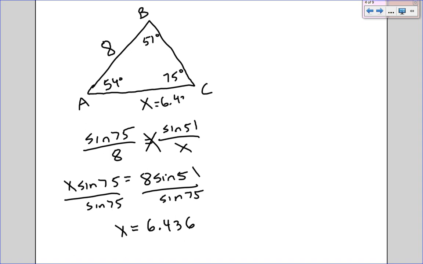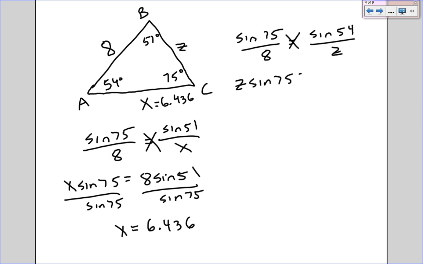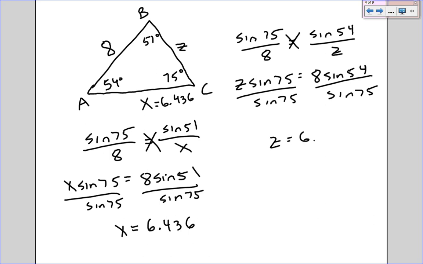Now, we could also solve for this missing side if we wanted to as well. And for more practice, that'd be sine 75 over 8 equals sine 54 over z. Cross multiply. z sine 75 equals 8 sine 54. And just divide by sine 75. Once again, being very careful that you close your parentheses after you type sine 54. So you get that z equals 6.7.